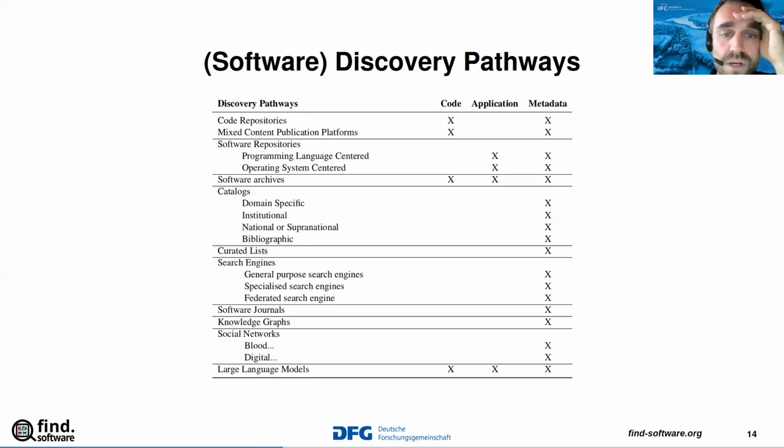So this is an overview of the software discovery pathways that we came up with. And I will go into detail for every discovery pathway here. Just to mention that in every discovery pathway there is metadata that you can access. And for some of these discovery pathways, there is also the possibility to get the code directly or to get the application. So now we dive into the examples.